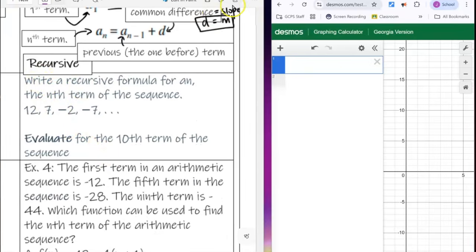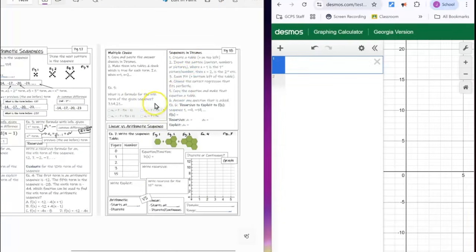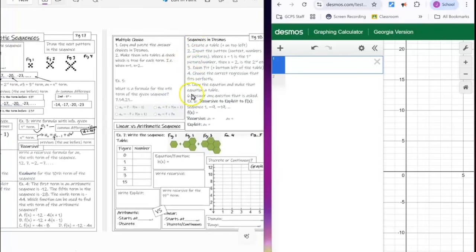Again, as I do my question, you're going to do yours. So yours is on this other page. Here you have instructions on how to put it into Desmos, and then you have your question. So I'm going to do this question. You're going to do this question.